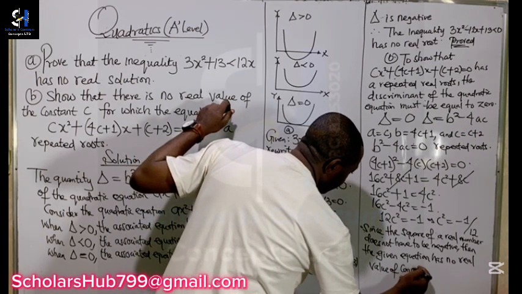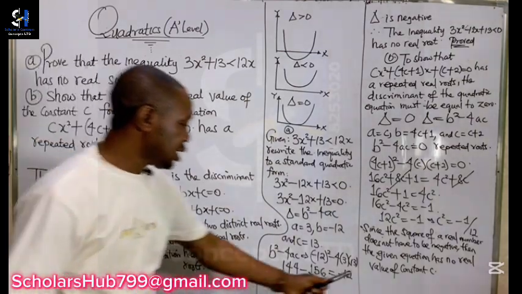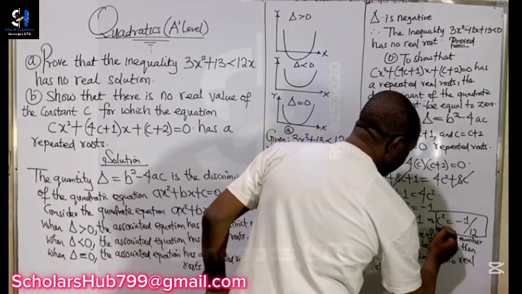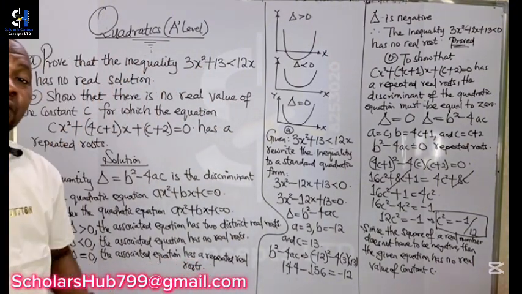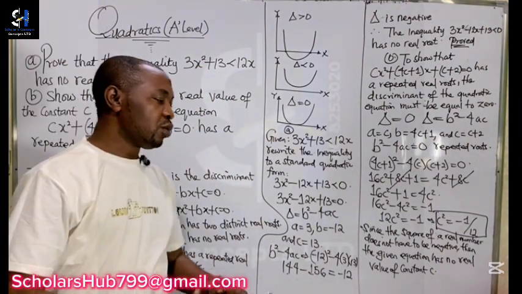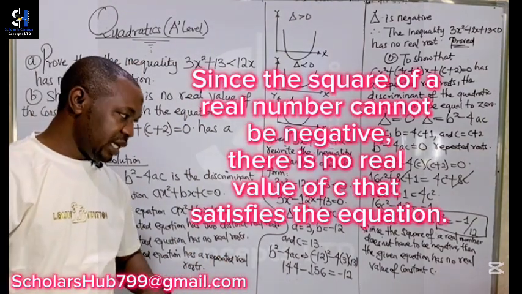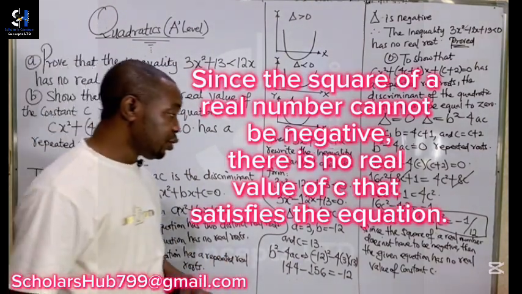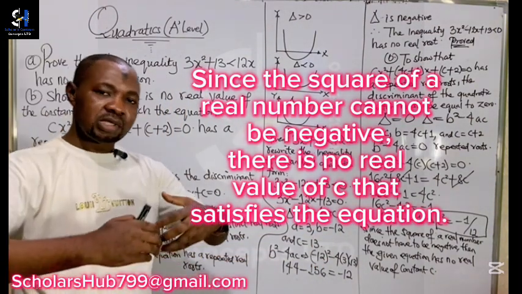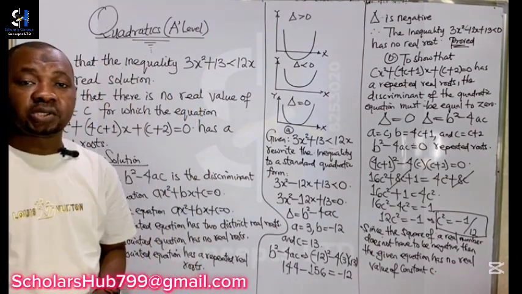And this just explains why c squared, the square of a real number, does not have to be negative, or is not negative. Then the given equation has no real value of constant c.